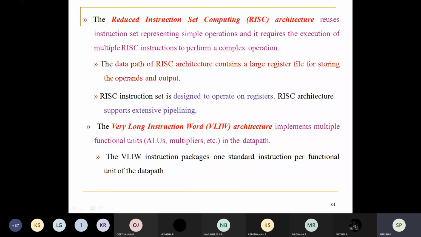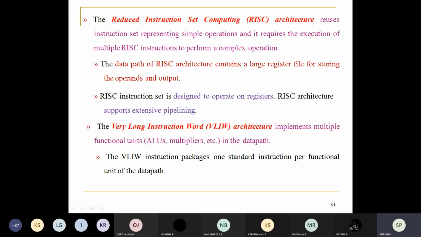Whenever you have the RISC machine, the RISC instruction set architecture normally operates on registers. Now when you have multiple registers, obviously I can use pipelining. As we have known, what do you mean by pipelining? Pipelining is nothing but overlapping of instructions to complete an instruction in a single clock cycle. That's what the RISC machine makes use of.